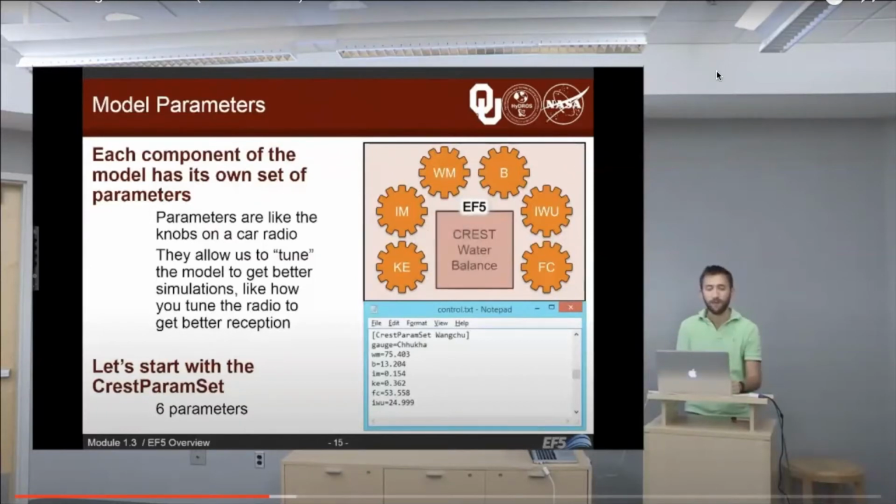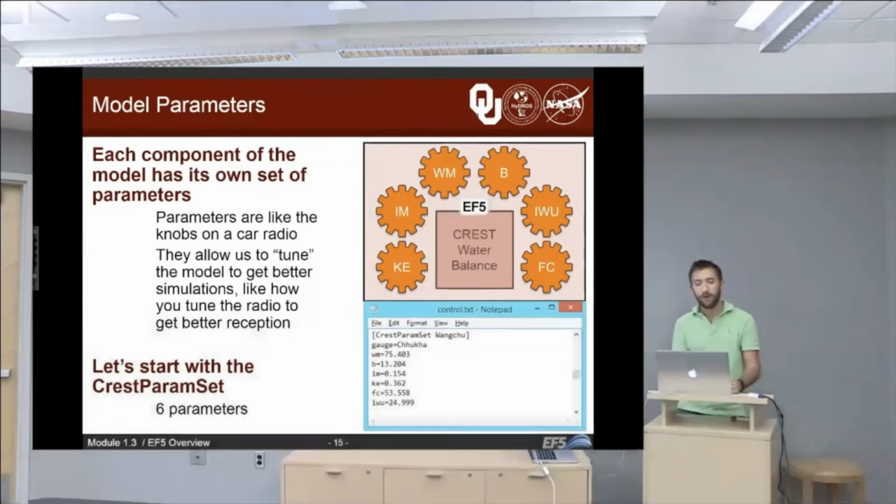For the water balance. So let's talk about the CREST water balance first. There are 6 parameters, and they're like the knobs on an old-fashioned car radio.